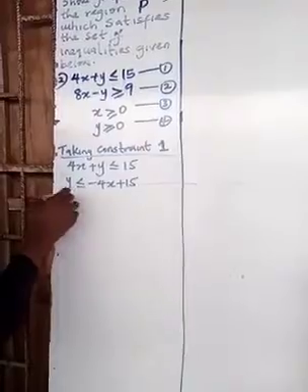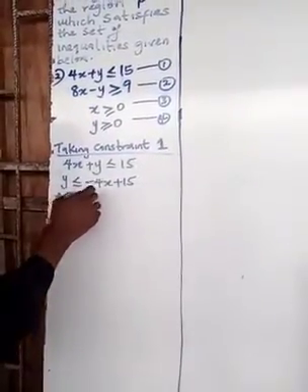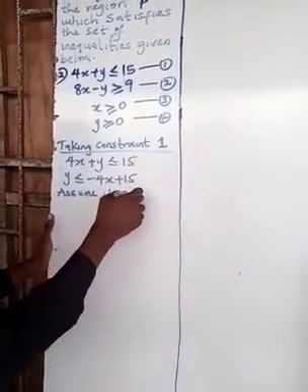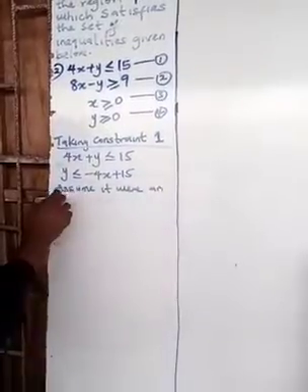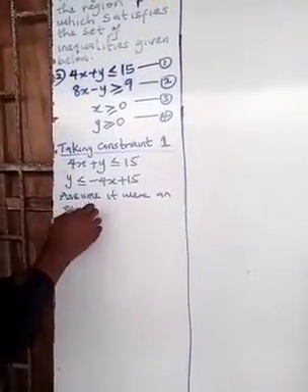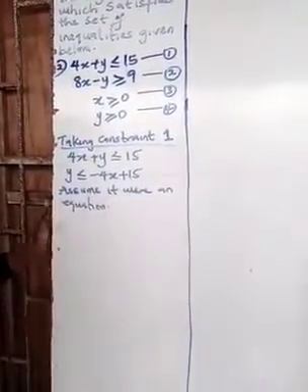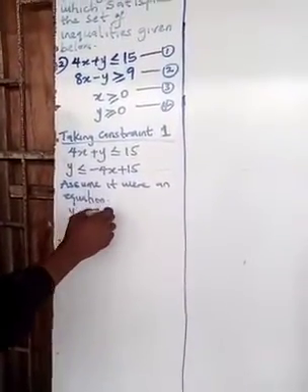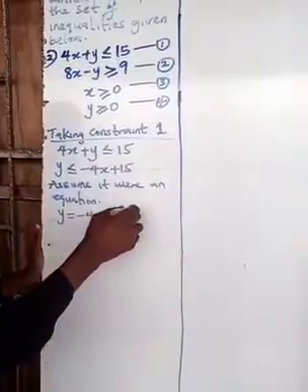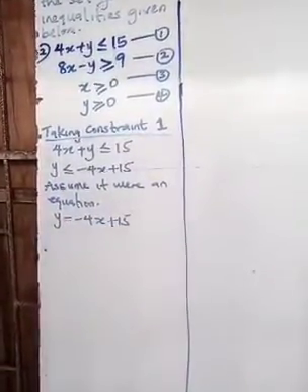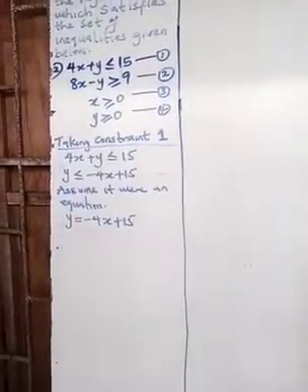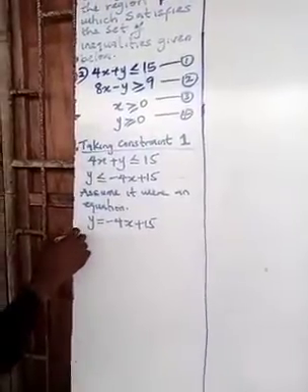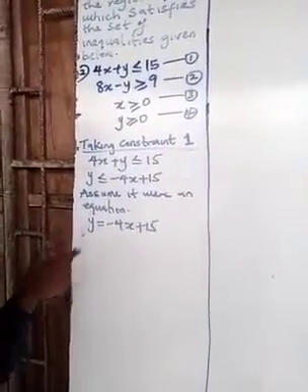So if we assume it were an equation, it becomes y equals to minus 4x plus 15. Nothing has changed. It's still very similar to the one we did earlier. So we'll now find y.